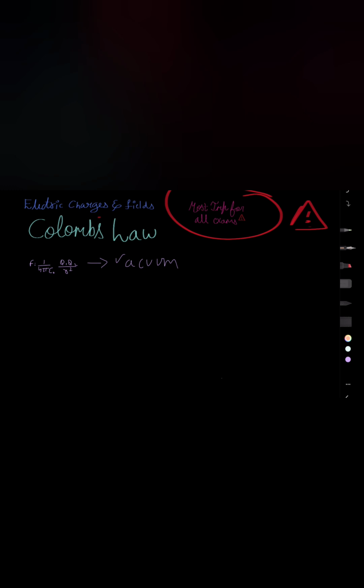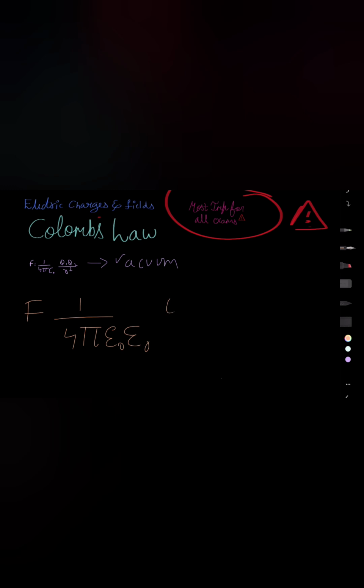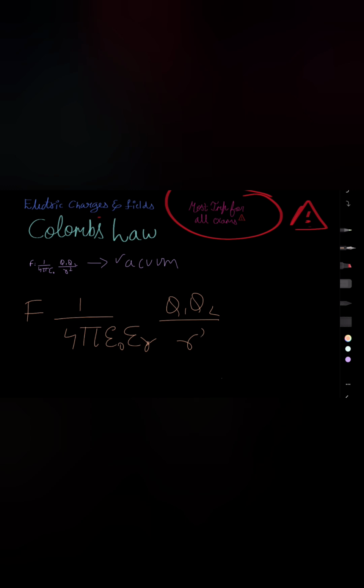Now for any other medium, F is equal to 1 by 4 pi epsilon naught into epsilon r, q1 q2 by r square. What is this epsilon r? I'll explain it. Epsilon r is the relative permittivity.